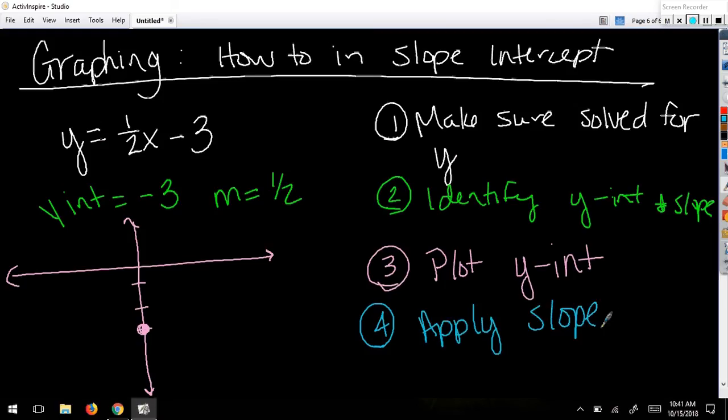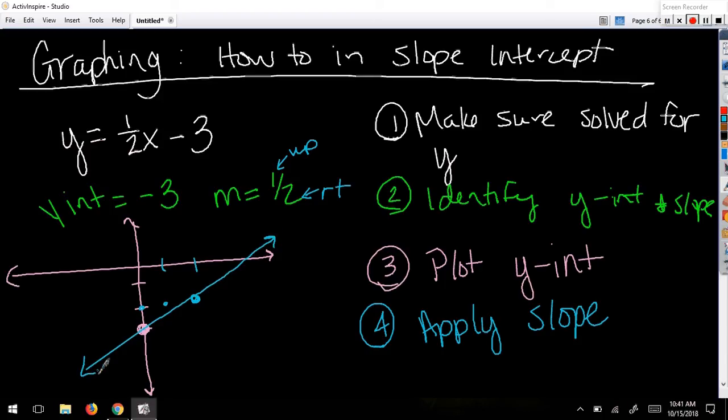Now apply the slope. What do I mean by apply the slope? Rise over run. I'm rising how many and running how many? I'm rising 1 and running 2. So this is up 1, this is right 2. Up 1, right 1, 2. Okay.